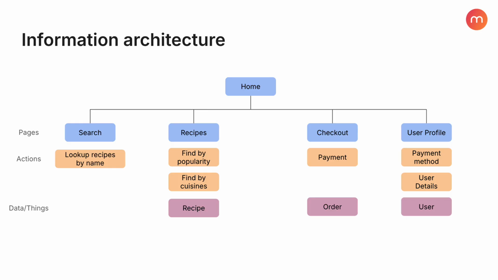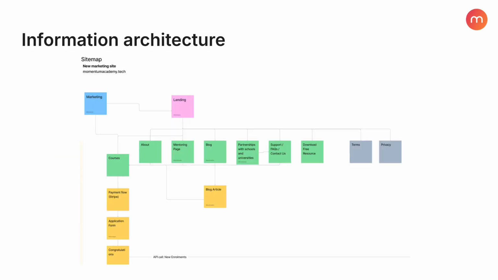In the same way, our apps have an information architecture. Here is an example for a recipe app. We have pages like search, where users can look up recipes by name. We have a recipe page where they can browse by popularity or cuisine. This stores data like recipe details. Checkout has sections for payments and orders. The user profile includes payment methods, personal details and preferences. Each area has its own structure and purpose, but together they form a complete system for the user.